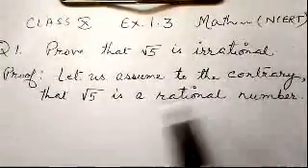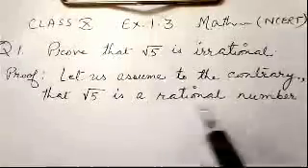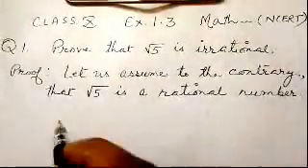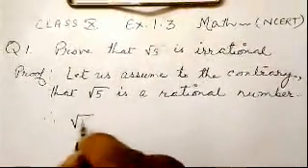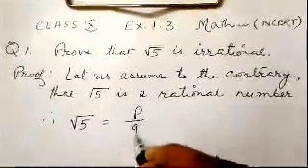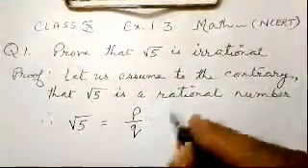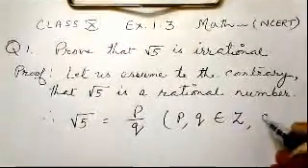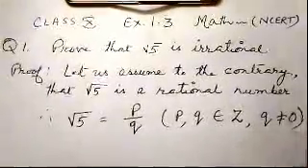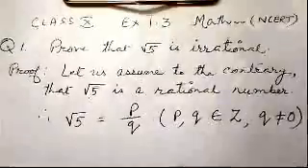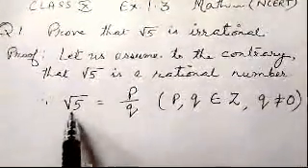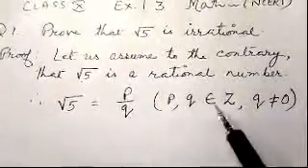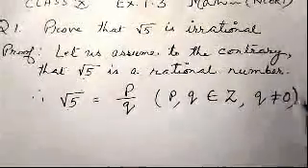Let us assume to the contrary that root 5 is a rational number. So if this is a rational number, that means root 5 can be written as P by Q, where P and Q belong to the set of integers, but Q should not be equal to 0. This is the definition of a rational number. So we supposed it as a rational number, represented as P by Q, where P and Q belong to the set of integers, but Q is not equal to 0.